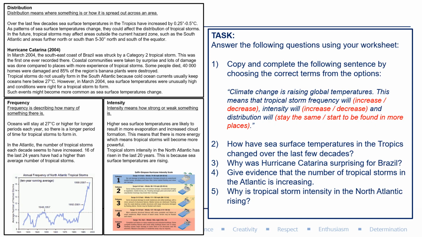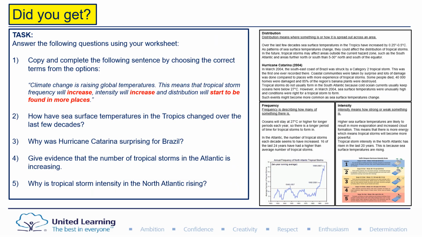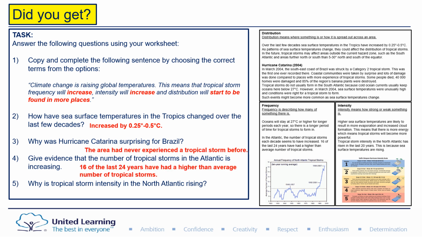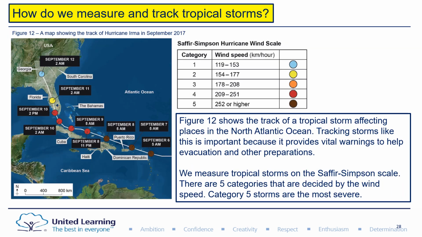Awesome, great work. Let's see if you got the answers correct. Did you get number 1: climate change is raising global temperatures. This means the tropical storm frequency will increase, intensity will increase, and distribution will start to be found in more places. Question 2: increased by 0.25 to 0.5 degrees. Question 3: the area never experienced a tropical storm before. Question 4: 16 of the last 24 years have had higher than average storms. And question 5: sea surface temperatures are rising.